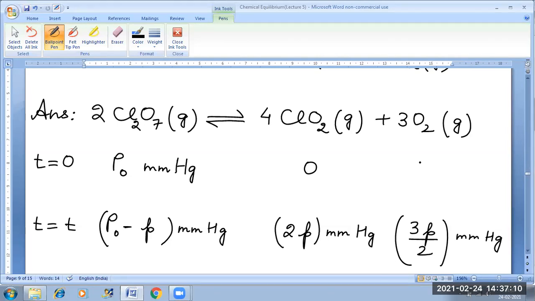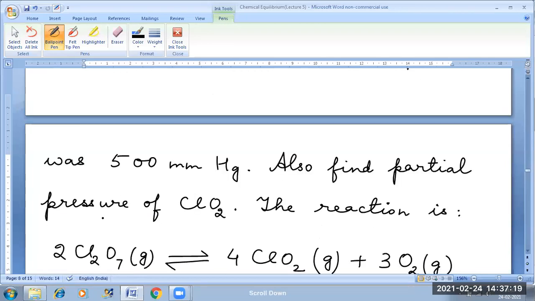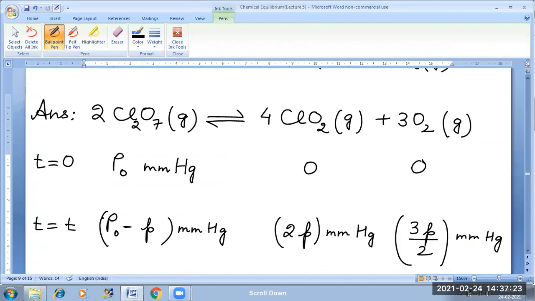Now, initially I had P naught mmHg and that value of P naught mmHg is given as 500. Initial pressure was 500. That means P naught is 500.